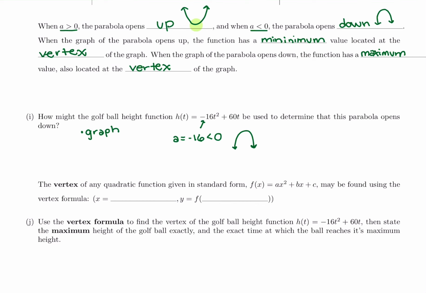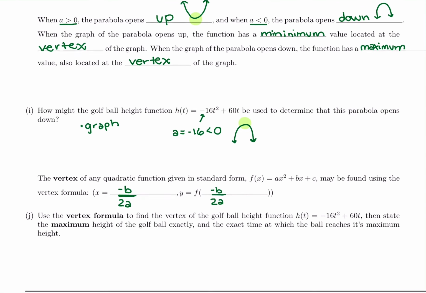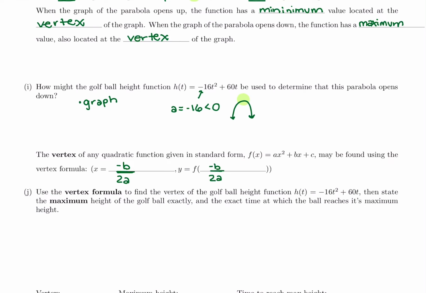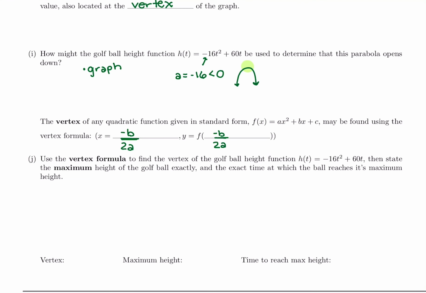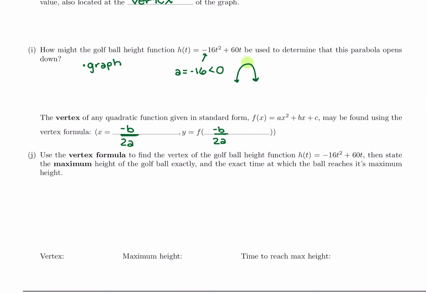The vertex of any quadratic function may be found using this vertex formula. So we kind of guessed where we thought the max height would be based on our chart, but we could have found the exact x value for a maximum height by plugging into the formula where x equals negative b divided by 2a. And then you take that value for negative b over 2a, and you plug it into the function, and that will give you the y value of the vertex. So we're going to use that vertex formula to find the vertex of the golf ball function and state that maximum height exactly with the exact time that it happens.